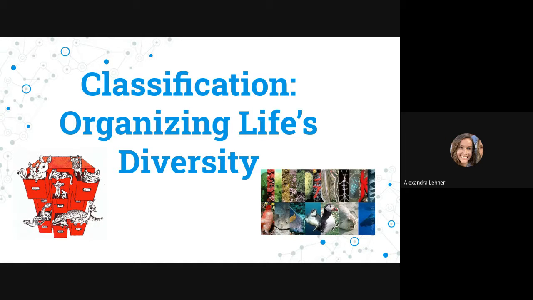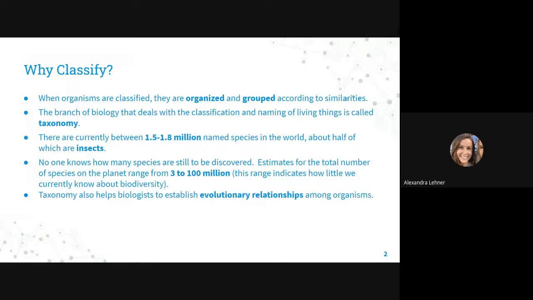So today we're going to start talking about classification, which is basically just organizing life's diversity. So why do we classify organisms? Well, when organisms are classified, they're basically organized and grouped according to their similarities. So we look for similarities in the organism, and then we try to group them as scientists. The branch of biology that deals with classification and naming of living things is called taxonomy.